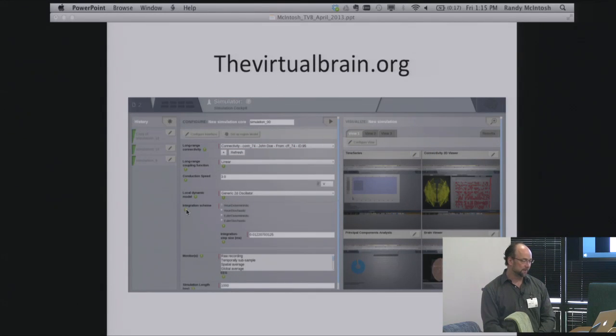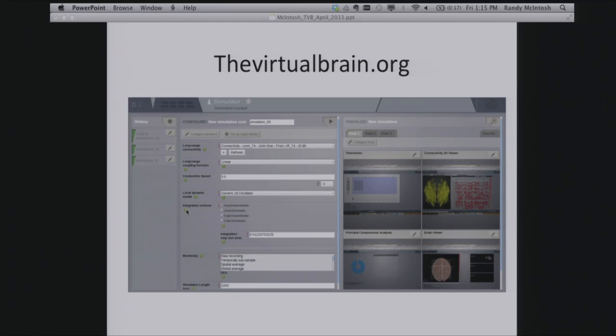This is a screen capture of the interface. The core of it is the simulator. It's a simulator cockpit that allows you to set the parameters on this screen, the connections, how the connections are modulated, and then what you want to measure from that model.